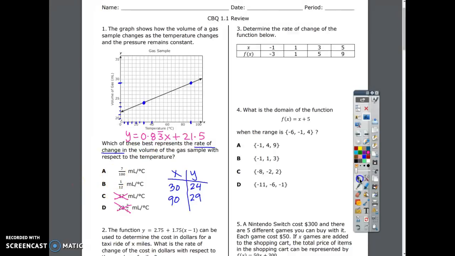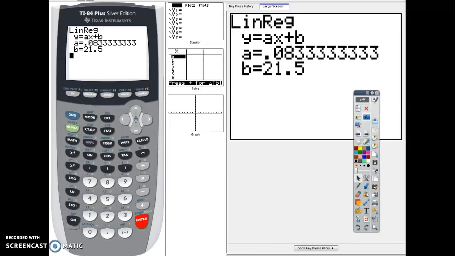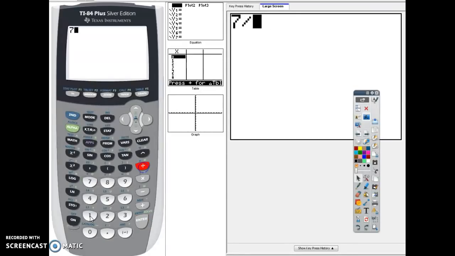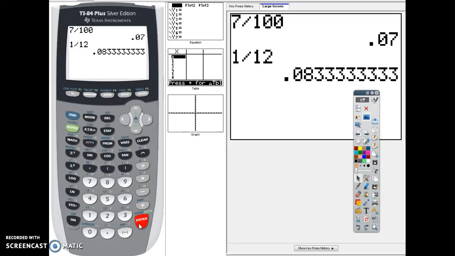So in your calculator in front of you, I would put 7 divided by 100. That gives me 0.07. And then the other one that I need to do is 1 divided by 12. And that one gives me the same thing. So that's the slope. So all we need to do is circle it.